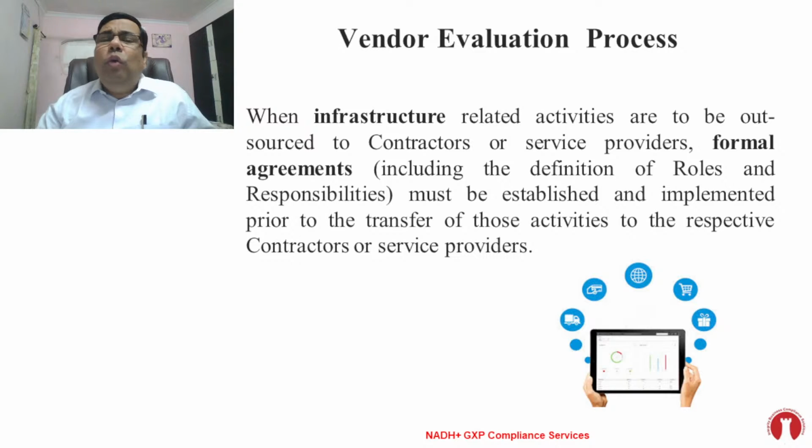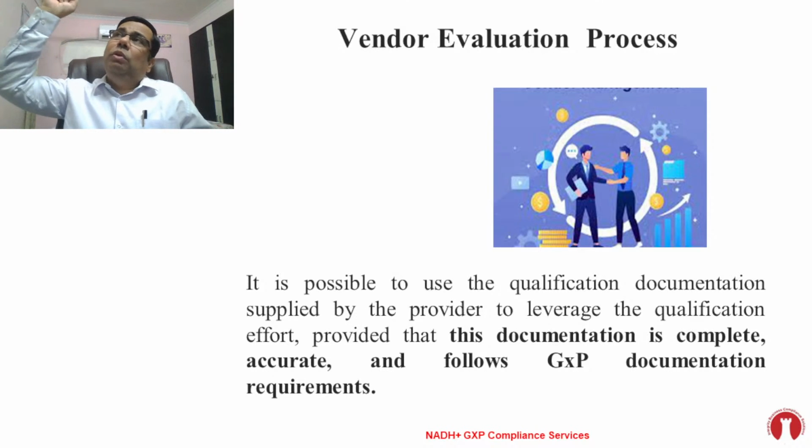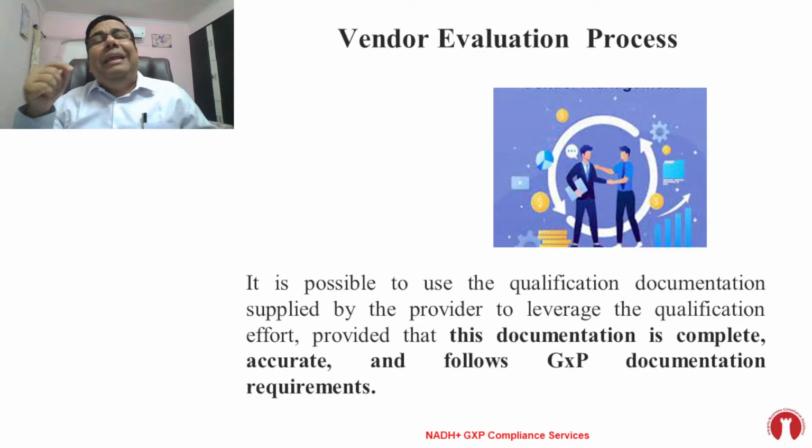People forget this point, they don't focus on the infrastructure itself, they only focus on the software computerized systems. But in addition to the computerized system, the infrastructure means, suppose the LAN, then LAN cables, LAN cable connections, all these are not possible to maintain by the local IT team. The local IT team needs to take support from an external vendor for all this infrastructure. Let me tell you one thing. Okay, it is possible to use the qualification documentation supplied by the provider to leverage the qualification efforts provided.